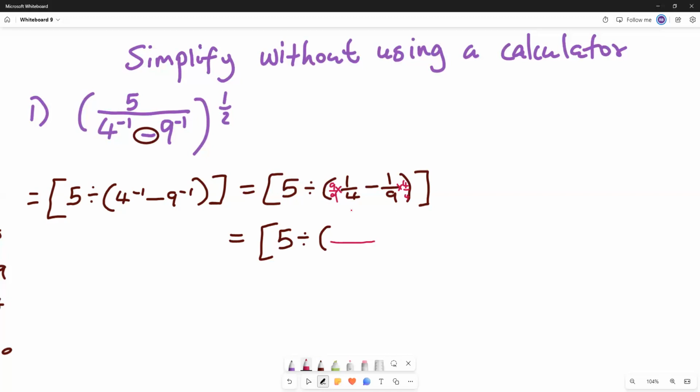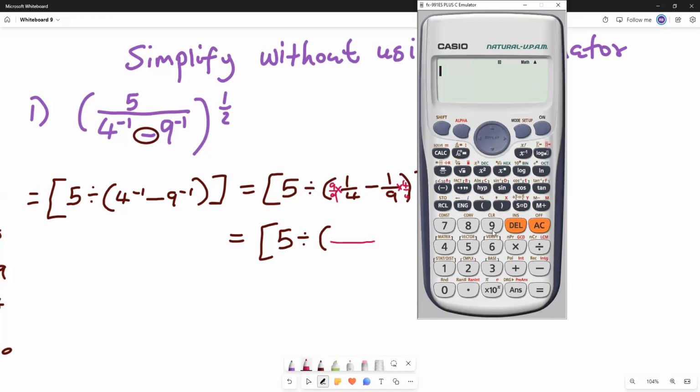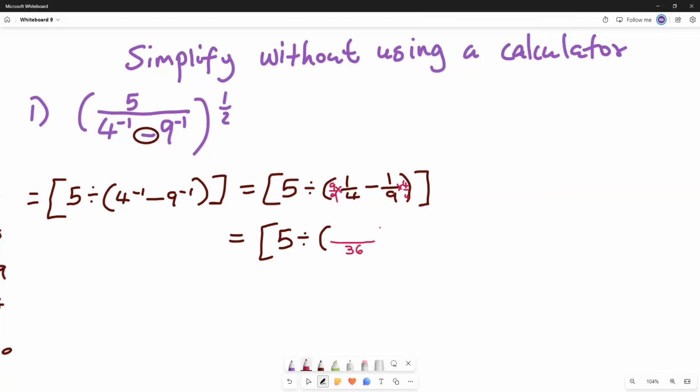And then what is 9 times 4? 9 times 4, I think, is 36. Let's confirm. 9 times 4 is 36, yes. Okay, so at the bottom, we're going to have 36 as our overall denominator. And then 9 times 1 is 9. Negative 1 times 4 is negative 4. And then we close our big bracket. And then we keep on going.